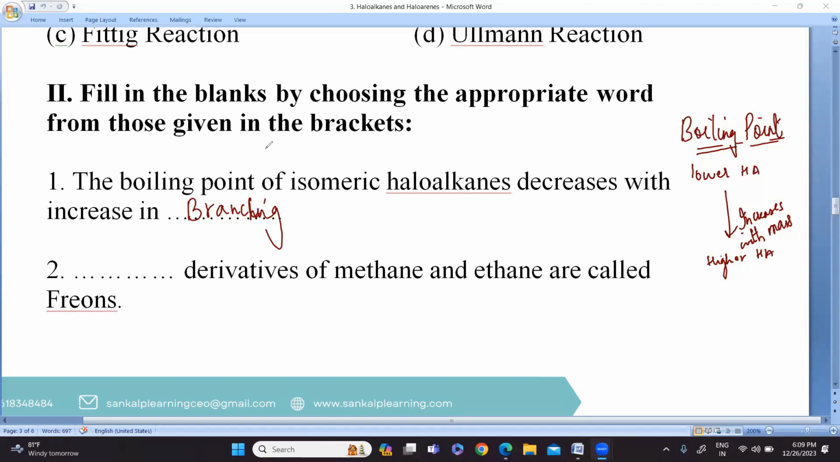Now when you have a straight chain compound, suppose I have CH3Cl, then I have CH3CH2Cl, then I have CH3CH2CH2Cl. I have taken the same. Now what is happening here? The number of carbon atoms and hydrogen atoms are increasing in the subsequent compounds. So what will happen to the boiling point? Boiling point will increase.